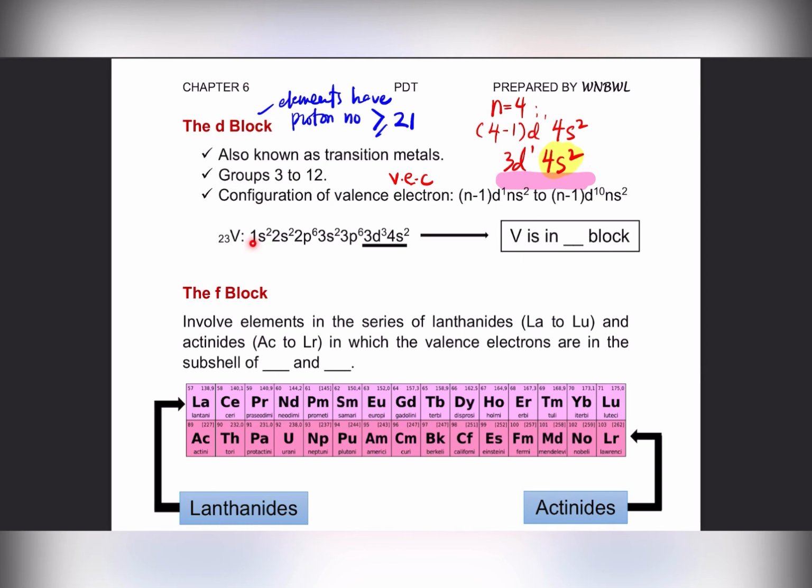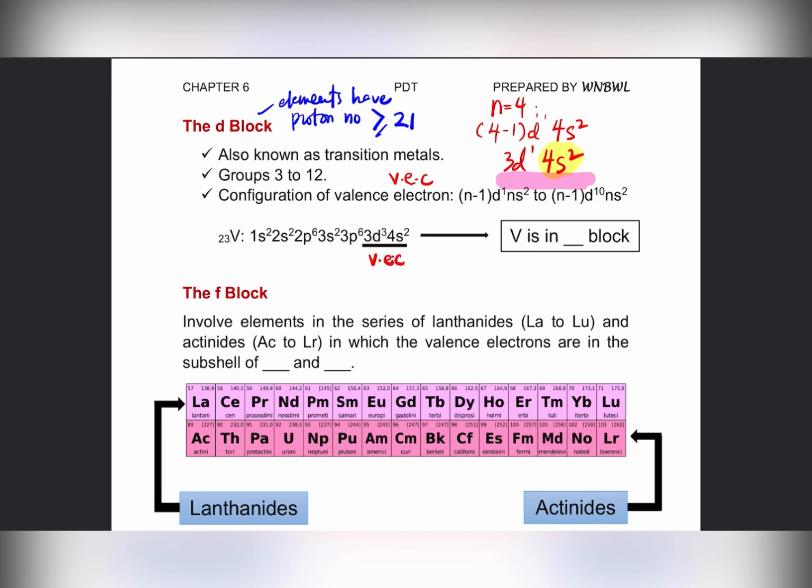So, get back to vanadium. So, last filled subshell adalah dalam 4s2. Tapi awak tak boleh cakap dia adalah S block. Kenapa? Sebab awak kena lihat subshell sebelum dia, iaitu dia ada d orbital dekat sini. So, maknanya VEC dia mesti termasuk sekali dengan 3d3 4s2. So, inilah yang saya maksudkan special case untuk D block sahaja.